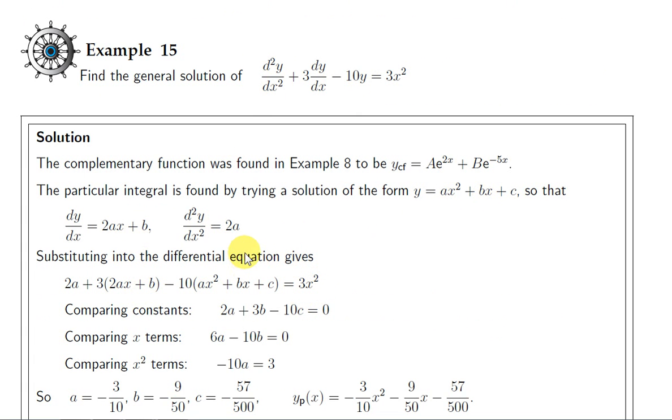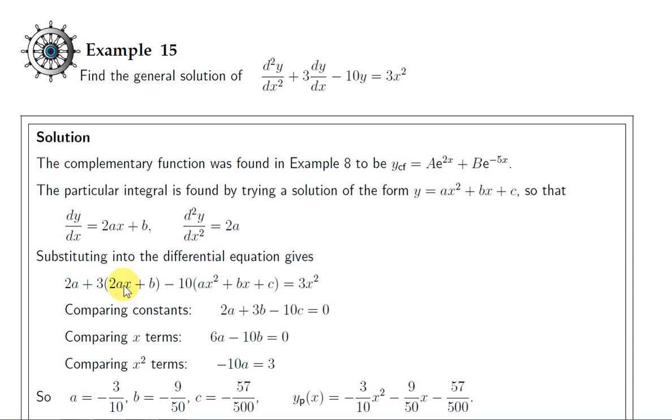are the same. So the x squared term on the left hand side is minus 10ax squared, and on the right hand side the x squared term is 3x squared, so the coefficients must be the same. So minus 10a must equal plus 3, so from that we get a equals minus 3/10.